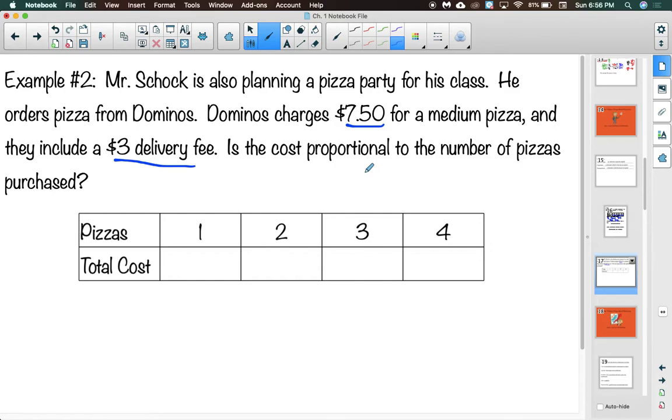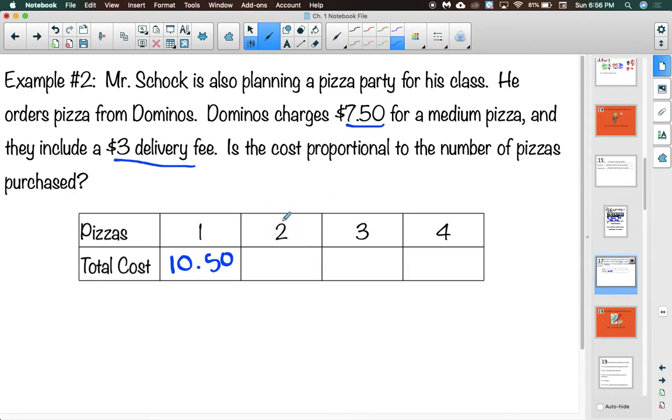Well, the first thing we have to do is understand the delivery fee. $3 is a delivery fee, which means it doesn't matter if you order 1 pizza or 20 pizzas, they're going to charge you $3 to deliver it because they determine the cost of the person getting in their car and driving it to your house is $3. So keep that in mind as we fill out our table here. If we buy 1 pizza, we will pay $3 delivery fee plus the cost of the pizza. So $7.50 plus the $3 delivery fee is $10.50.